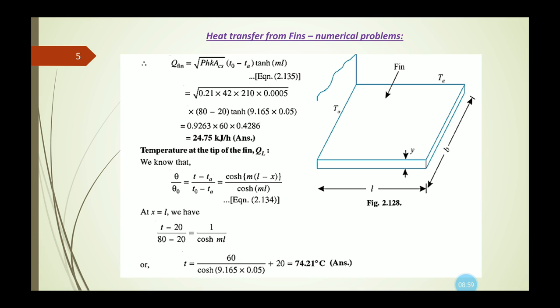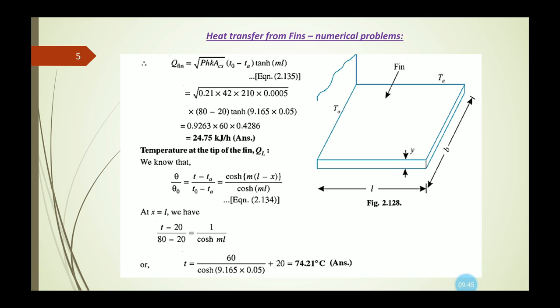Now to find the fin heat transfer, we need to use this formula: root under hPkA, multiplied by T naught minus T a, into tanh mL. This is the formula that we need to use here. As all the values are known to us, we can put them in and calculate the fin heat transfer, which we get as 24.75 kilojoule per h. So this is the answer of the first part of this numerical.